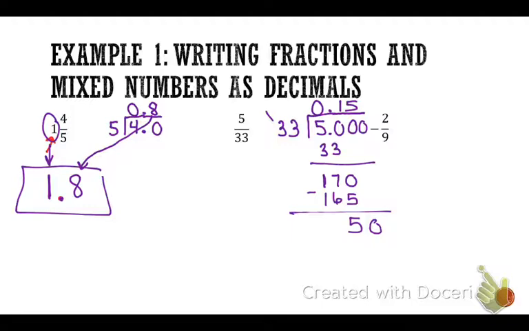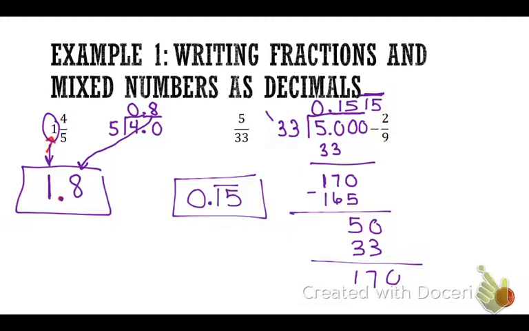33 goes into 50 how many times? Once. Now this is my first indication that I'm going to have a repeating decimal, because remember, you divided it into 50 the very first time. So, what's 50 minus 33? 17. Now I see a very clear pattern. 33 goes into 170 five times. So the 0.15 is repeating. As soon as you get that digit to repeat, that's it.